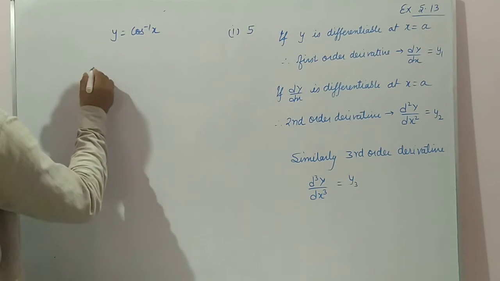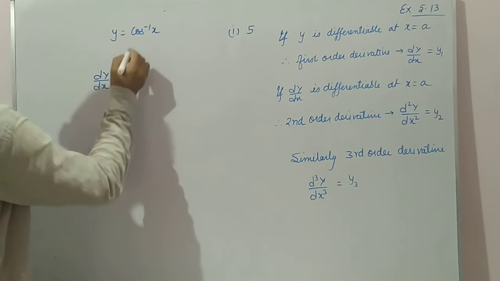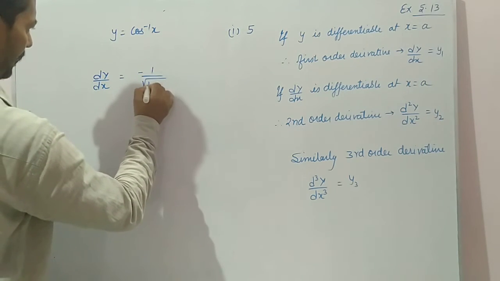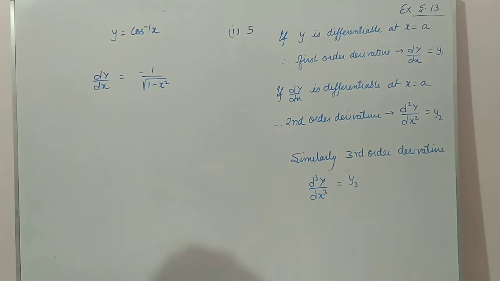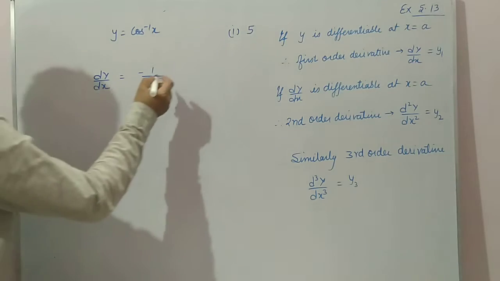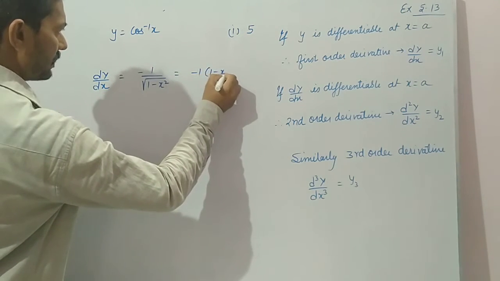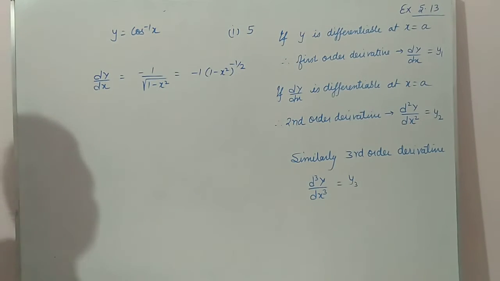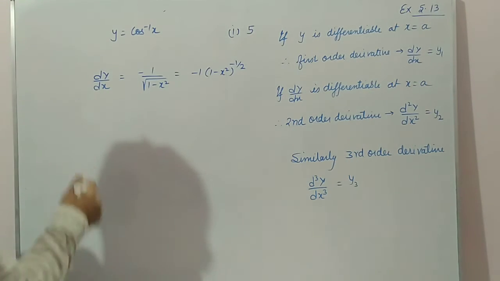Okay. So here dy by dx. This can be written as what? Cos inverse x gives minus 1 by root over 1 minus x square. Now we have to find d2y by dx square. So what we will do? We will take it in the numerator: minus (1 minus x square) to the power minus 1 by 2. Root is there, so power is 1 by 2, just we are taking it in the numerator.